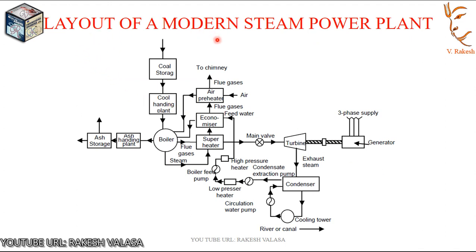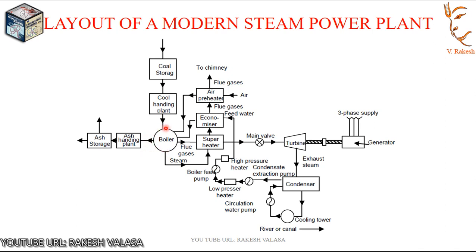Let us see the layout of a modern steam power plant. This figure shows a schematic arrangement of equipment of a steam power plant. Coal is received in the coal storage yard. At the power station, it is transferred to the furnace or boiler by coal handling equipment. In this boiler, heat produced due to burning of coal is utilized in converting water contained in the boiler drum into steam at suitable pressure and temperature.